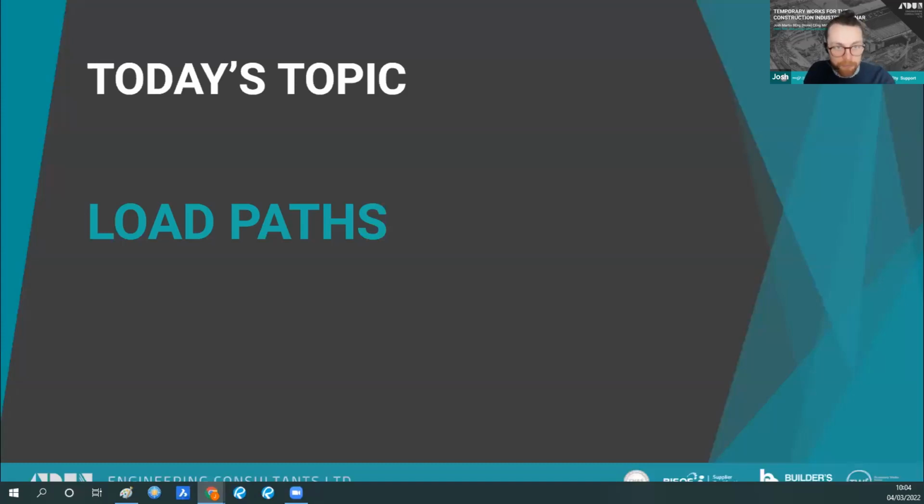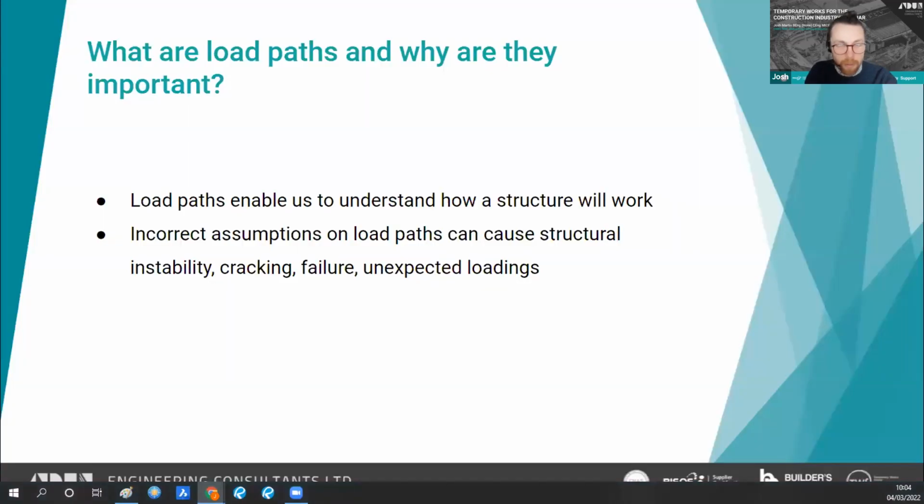Load paths. So what are load paths and why are they important? A load path is the way that a load travels from where the load is applied to its final destination, which is usually the ground.